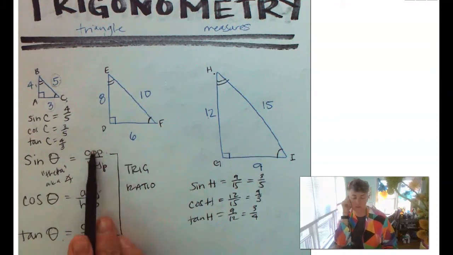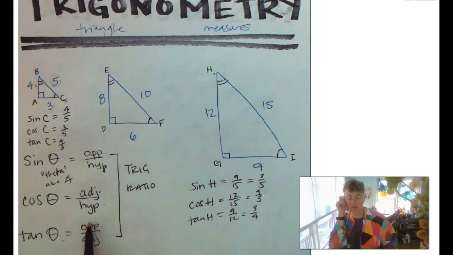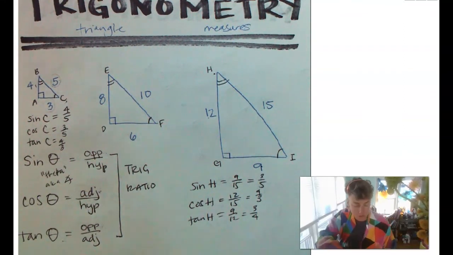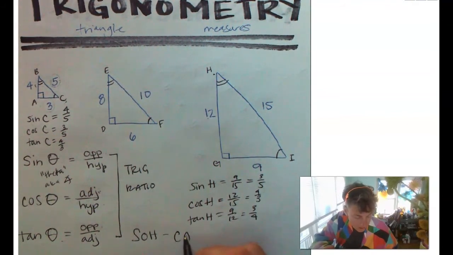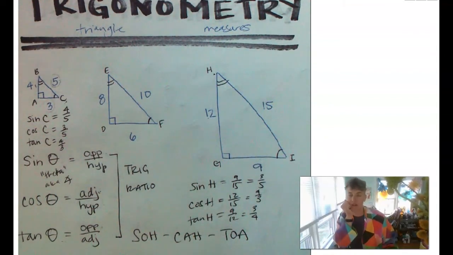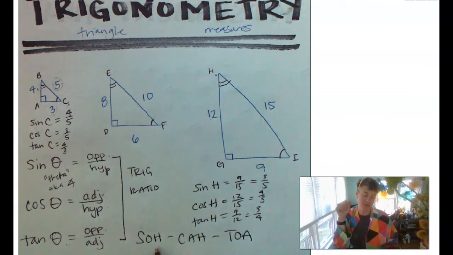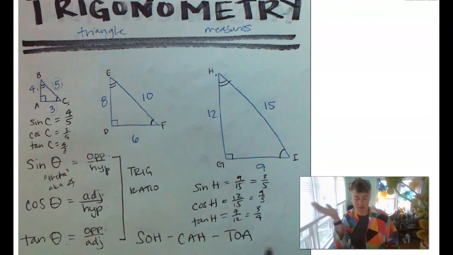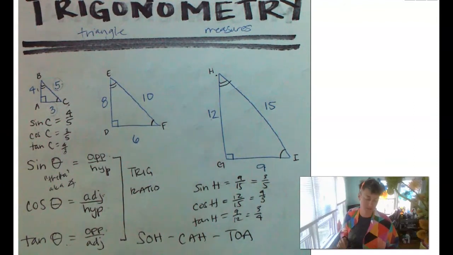Sine equals opposite over hypotenuse, cosine equals adjacent over hypotenuse, and tangent equals opposite over adjacent, which is SOHCAHTOA. Now this only works if you say it correctly. It's SOHCAHTOA, not SOHCAHTOA, is what I hear a lot of times. But this is SOHCAHTOA. Why is that helpful? Sine is opposite over hypotenuse, cosine is adjacent over hypotenuse, and tangent is opposite over adjacent.